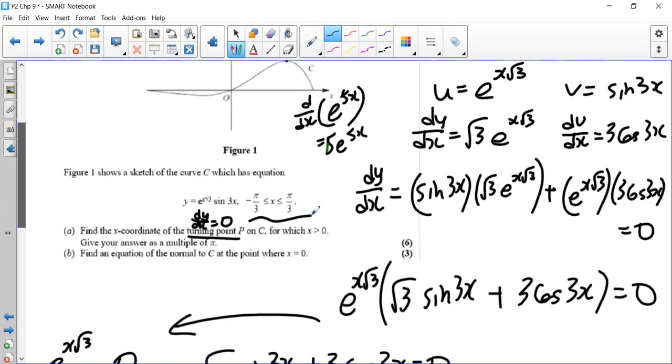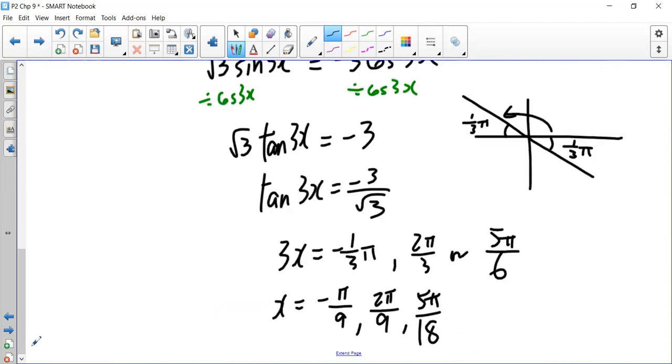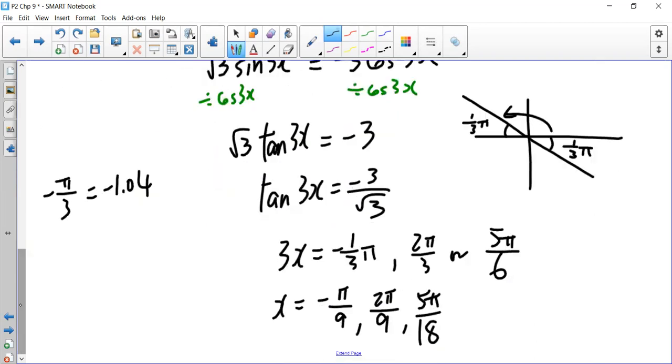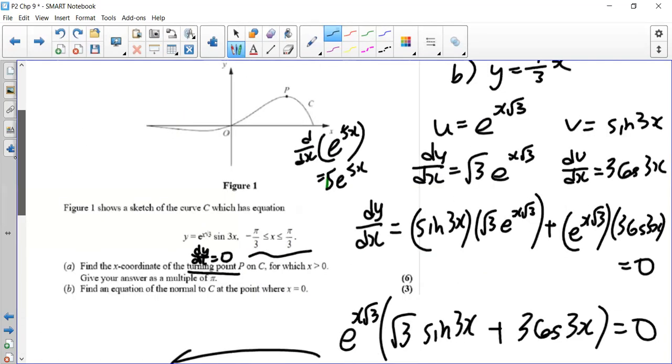We're told x is between minus pi over 3 and pi over 3. So minus pi over 3 is out of the range. Now I hate this, pi over 3 in the calculator is 1.04. So minus 1.04. That means the range is between minus 1.04 to 1.04. What's minus pi over 9? Minus 0.34.